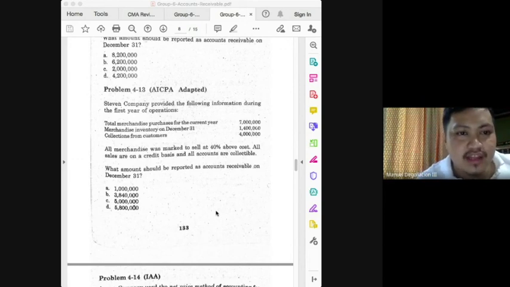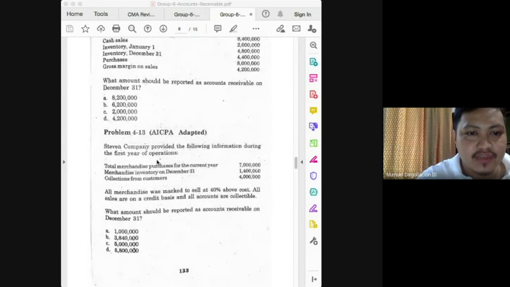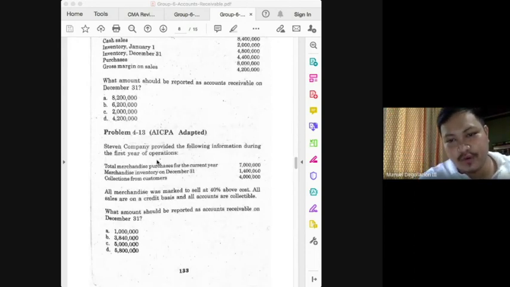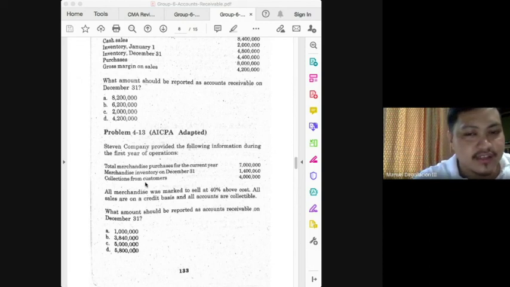Unlike 4-12, where we started with the beginning balance of our inventory, here we do not have to start with that because our beginning balance here is zero. How do we know that the beginning balance of our inventory is zero? And even for our accounts receivable as well, because the problem tells us that this is the first year of operations. So everything here would be the total already for the year because all beginning balances would be zero.